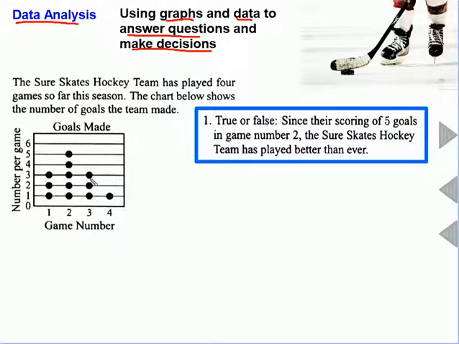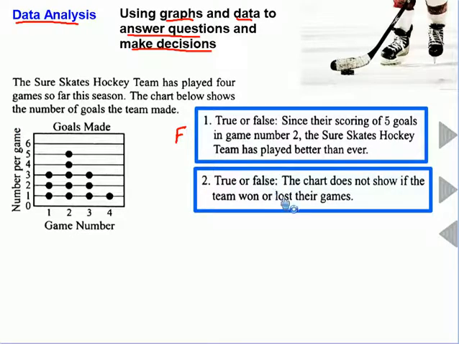In game number 3, did they play better than ever? No, not so much. They actually scored fewer goals. Well, what about game 4? Still not better than ever, actually worse than ever. So that's going to be a big false right there. We're going to put a false by that. That would be false. All right, let's check out our next question.